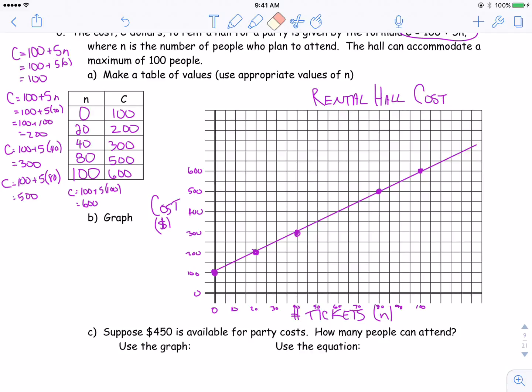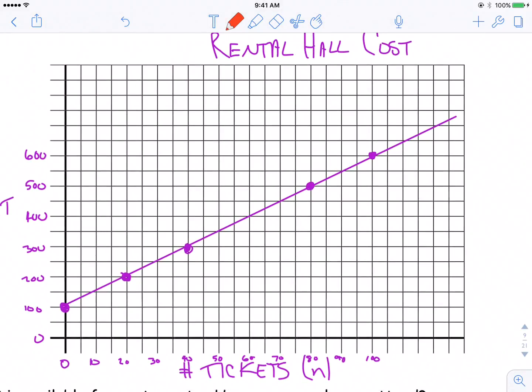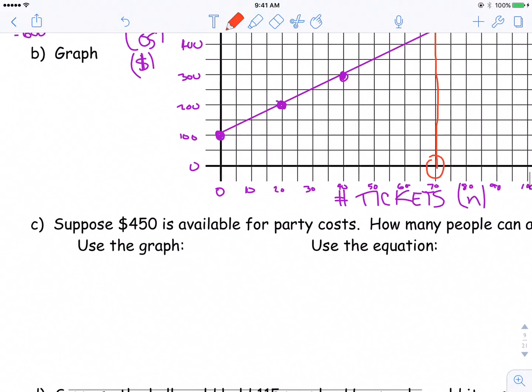Question C, suppose $450 is available for party costs. How many people can attend? Using the graph, I say, well, if I can only spend $450, $450 is right here. I follow that across my graph, it hits here, and I follow it down to see how many tickets I would have to sell. I would have to sell 70 tickets, 70 people.